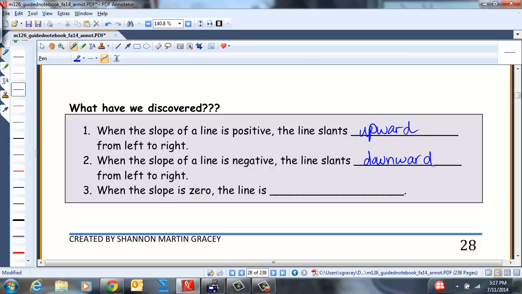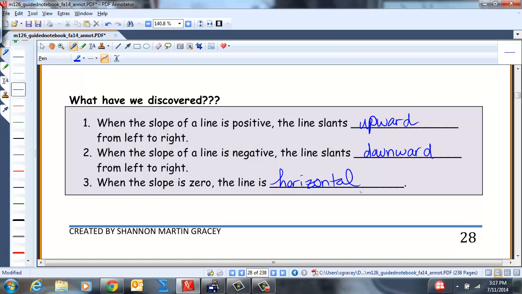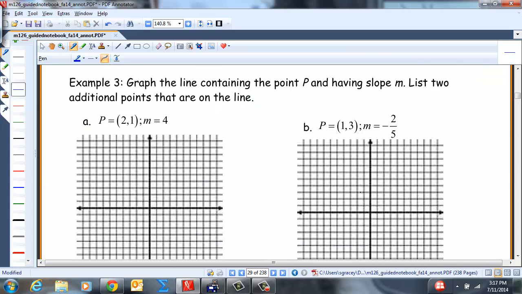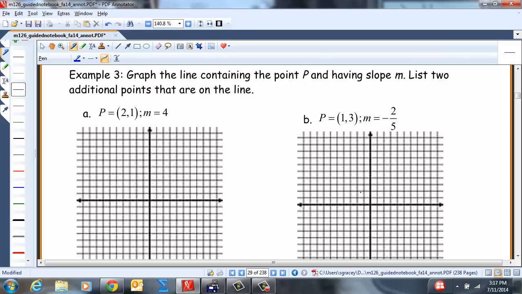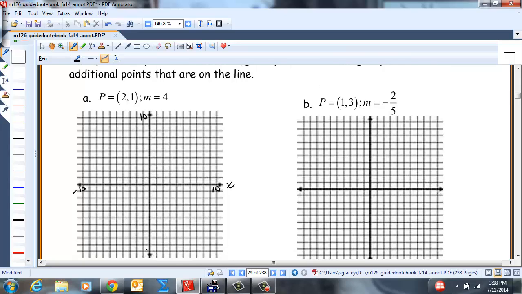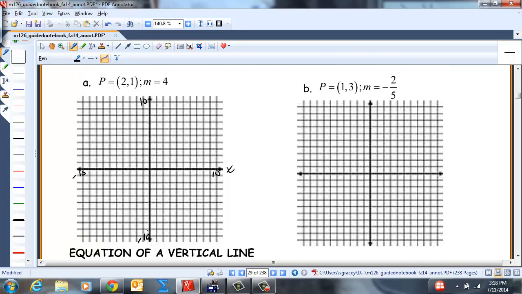And what did we find out about when the slope was 0? The line is? Great, horizontal. Okay, moving right along. So here we go. Let's graph the line containing the point P and having the slope M. All right, so we're going to now use slope to make the picture of our graphs. I'm just going to use the standard scale on these. This is already a square grid, so you don't need to worry about that.